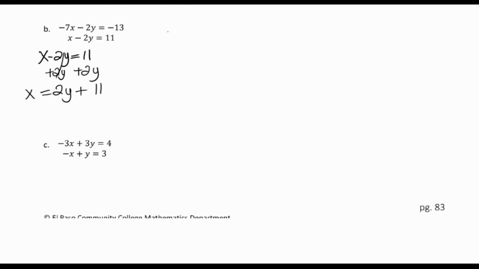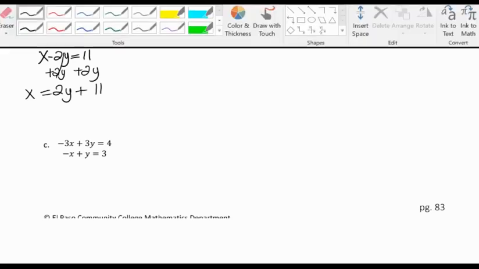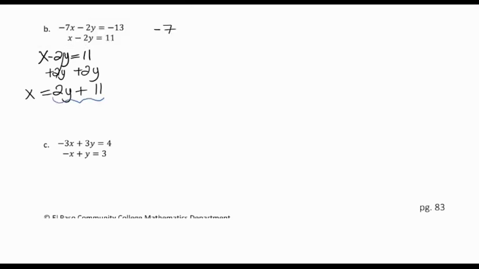So now we go to the first equation, which is negative 7x. But now we're going to plug in that value of x. So this is a new value of x. So negative 7 times (2y plus 11) minus 2y equals negative 13. Now we use the distributive property. So negative 7 times 2y is negative 14y. Negative 7 times 11 is negative 77. Minus 2y equals negative 13.